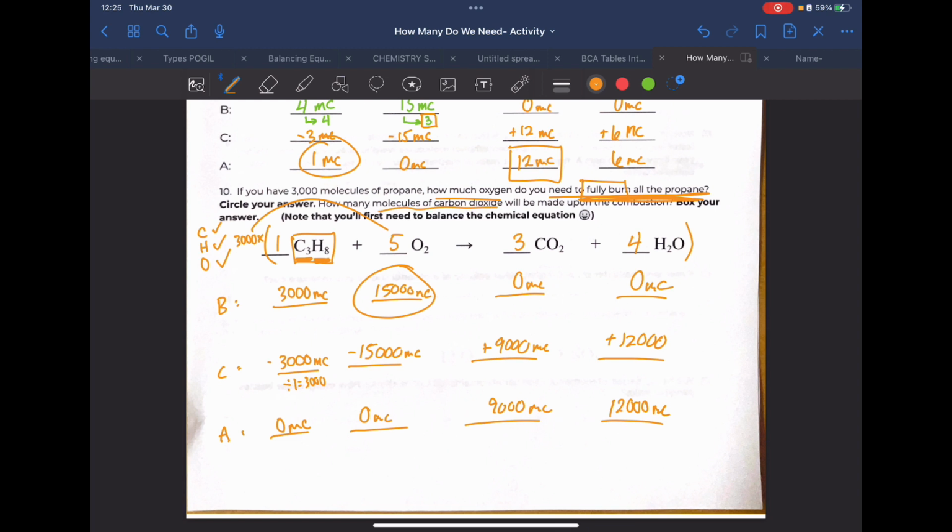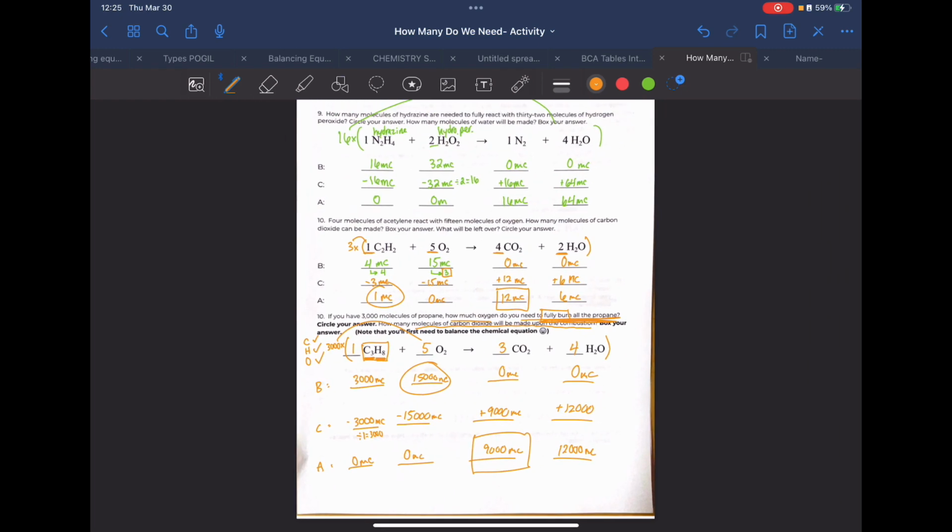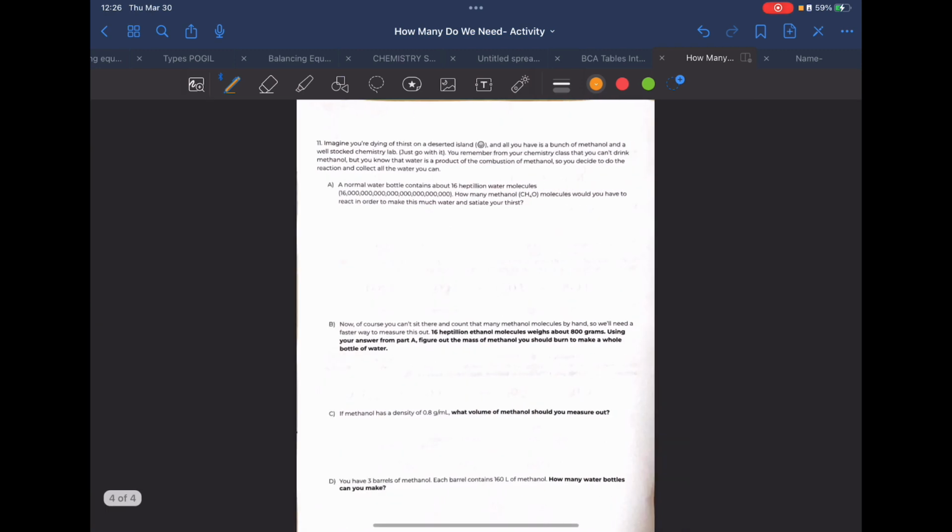How many molecules of carbon dioxide will be made upon the combustion? Carbon dioxide is right here. So I'm going to box this number. There's my answer. Full points on the quiz.